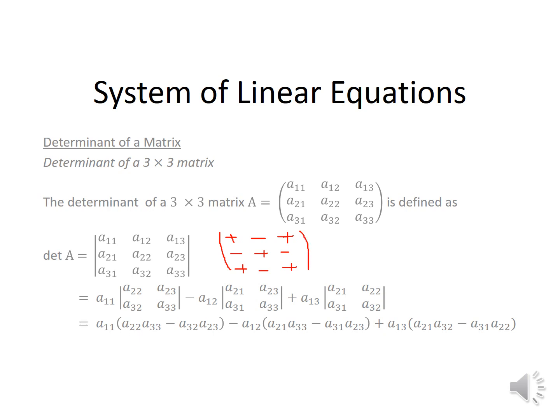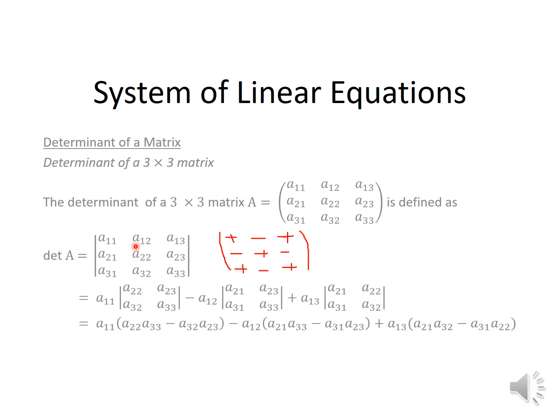So look at how we calculate the determinant for this 3 by 3 matrix. First, you take the A11. The sign for the A11 is positive. You close the row and the column of A11, meaning that you close the first row and the first column. So you have these 4 elements left. Then you fill in here.